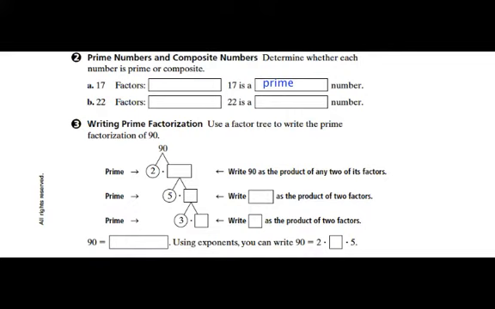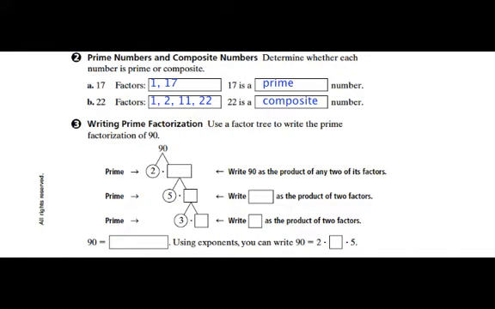17 is a prime number because its only factors are 1 and itself. 22 has more than two factors. There's 1, 2, 11, and 22. So 22 is a composite number.